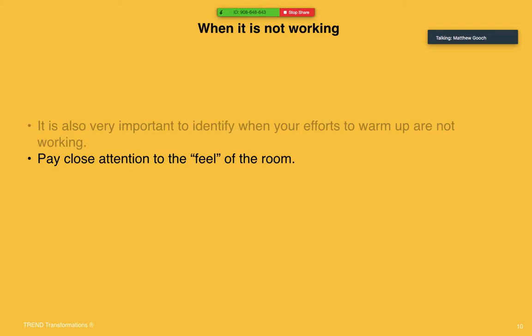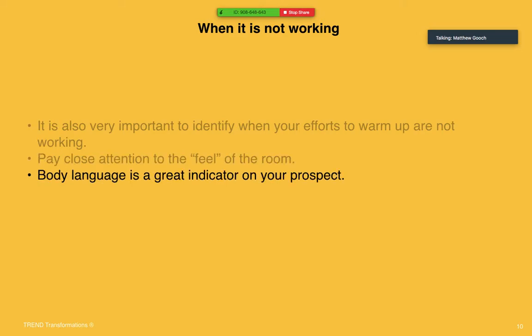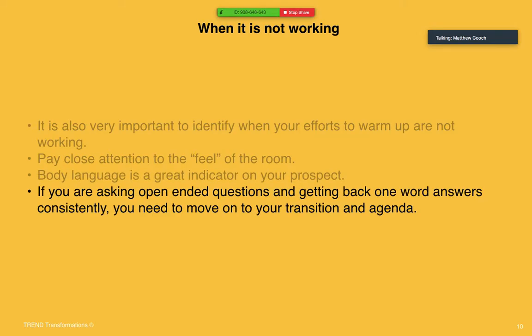If you have a closed off husband or male that really this isn't his project, he doesn't want to spend the money on it, whatever the reason is, he's not going to want to warm up with you. So you need to just take it back, go through your process as you normally would, and then as time goes on, you can find some connection points, hopefully. Body language is actually a really great indicator for your prospect. If they're sitting back with their arms crossed, or they're giving you one-word responses, which I think is the next one. If you're asking open-ended questions and they're giving you a one-word response back consistently, you need to move on to your transition and your agenda.